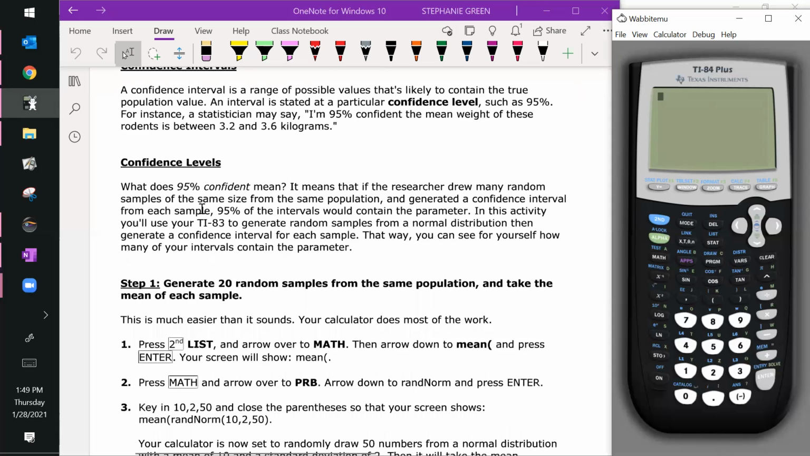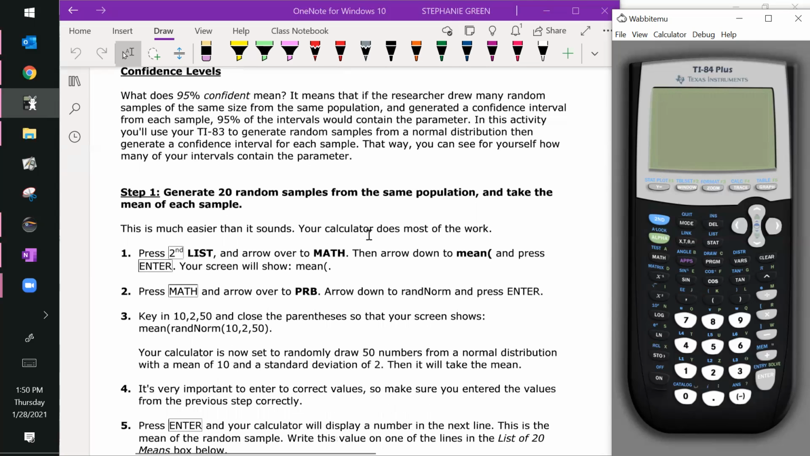So what does 95% confident really mean? It means that if the researcher drew many random samples of the same size from the same population and generated a confidence interval for each sample, 95% of the intervals would actually contain the parameter. In this activity, we're going to use our calculator to generate random samples from a normal distribution, then generate a confidence interval for each sample. That way you can see for yourself how many of your intervals contain the parameter.